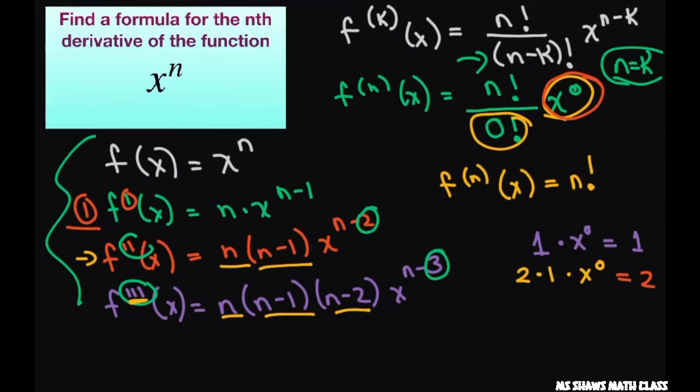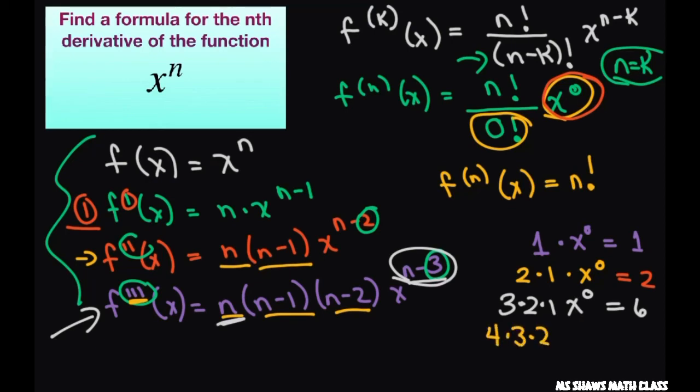If I do this third one here, so that's a 3, you're going to do 3 times 2 times 1. 3 minus 3 is 0, so you have x to the power of 0. This equals 6. We could have gone on to the fourth derivative. That would have been 4 times 3 times 2 times 1 times x to the power of 0 again, and that would equal 24.